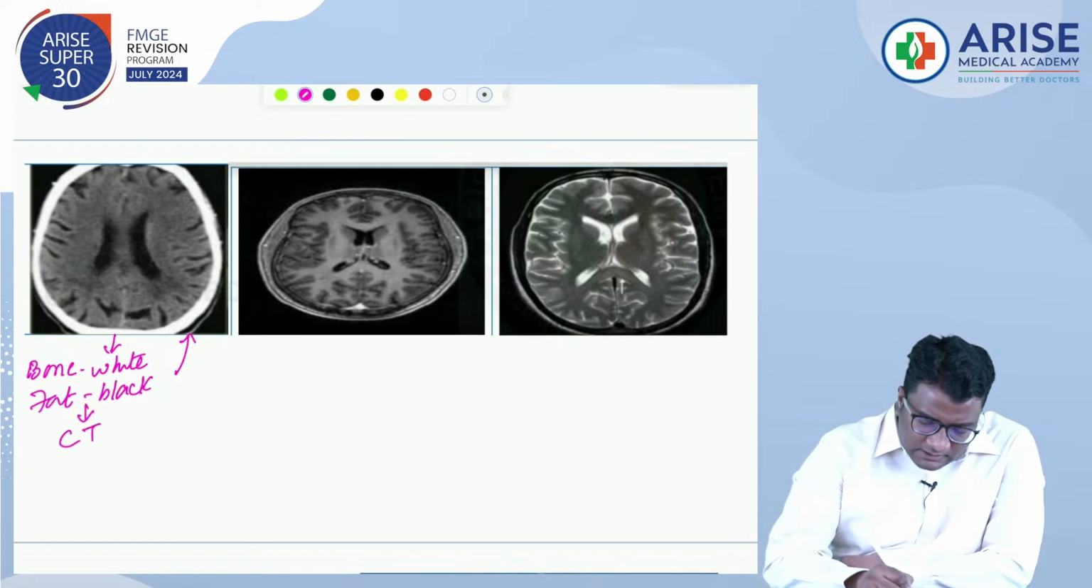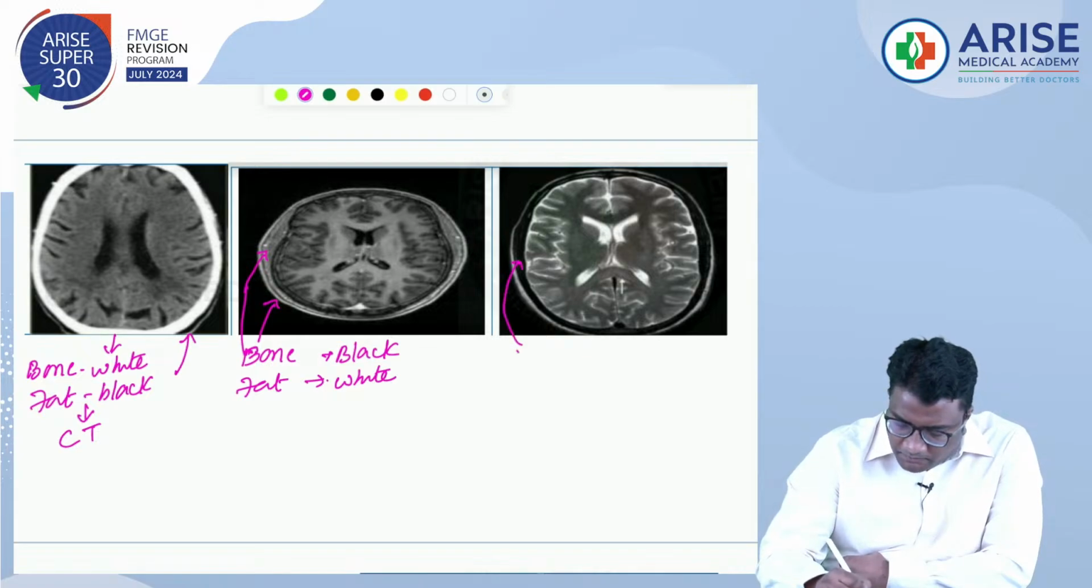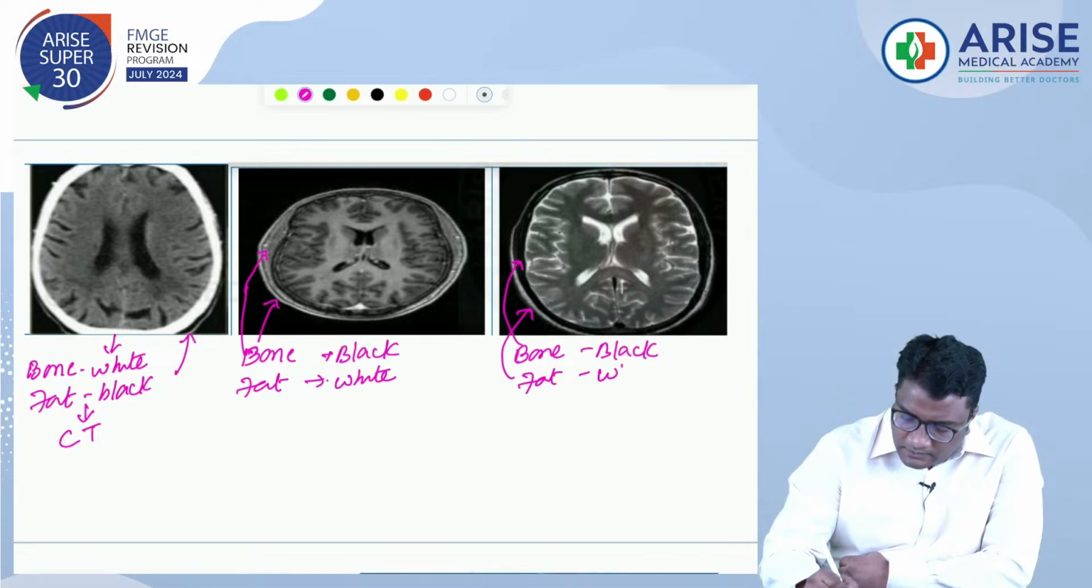But look at the subcutaneous fat. If the bone is black and the subcutaneous fat is white, look here also, you can see it here. If the bone is black and the subcutaneous fat is white, this is MRI.